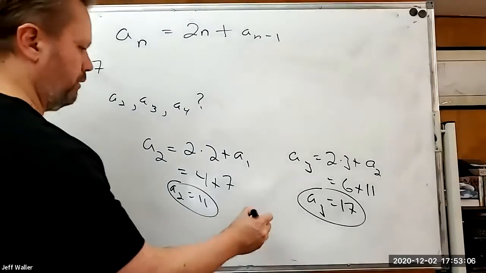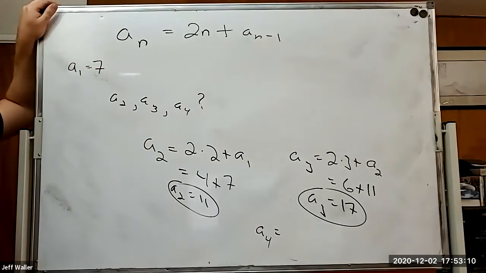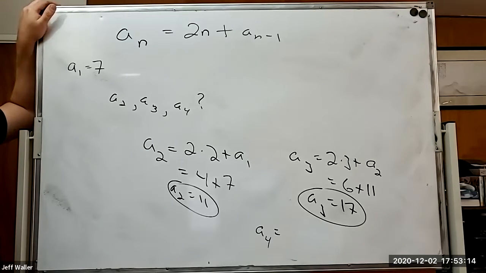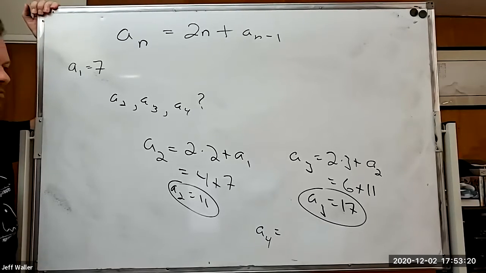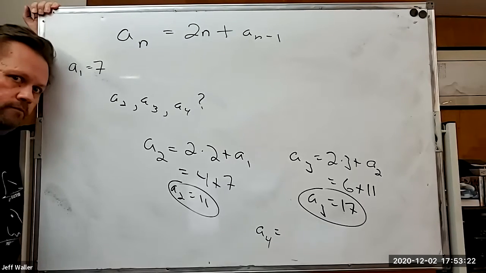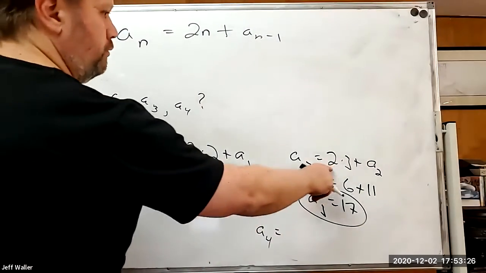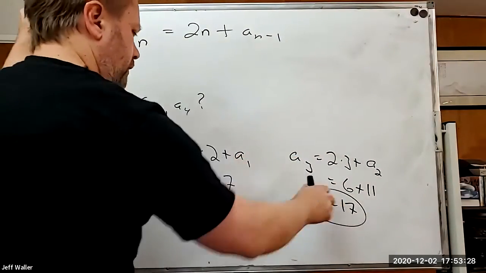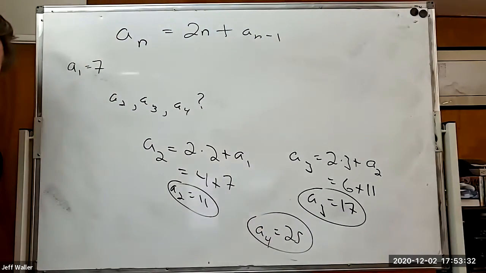And what's A4 going to be? 25. 2 times 4 plus the last thing, so 8 plus 17, 25. Kick ass.